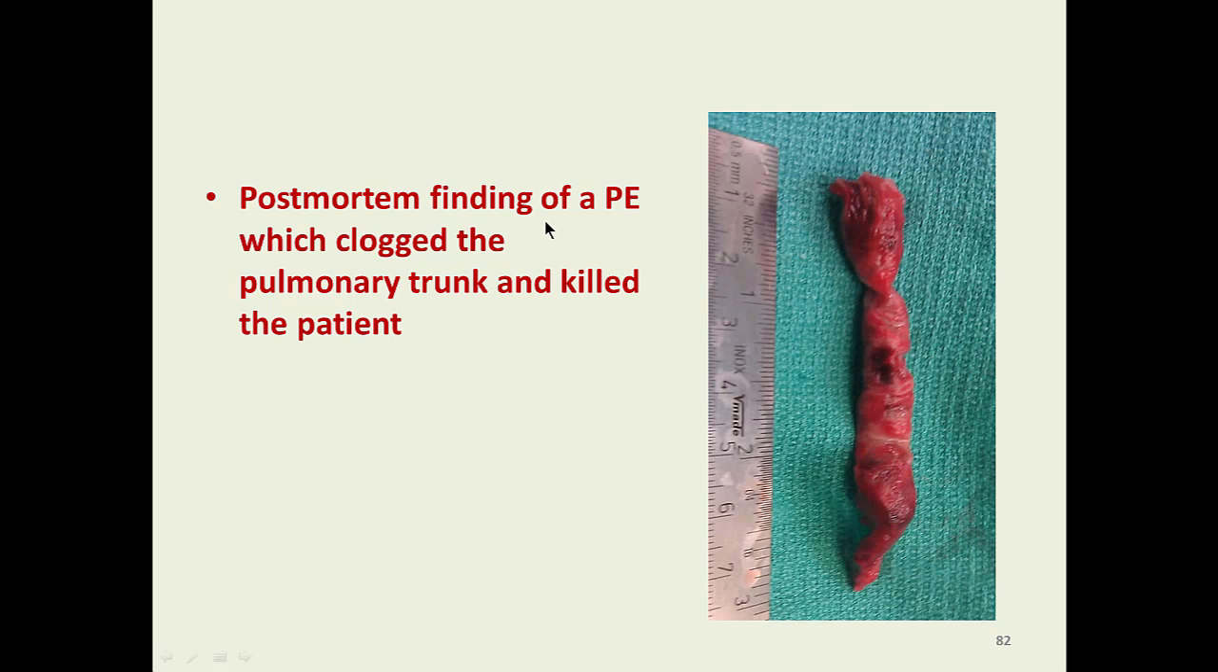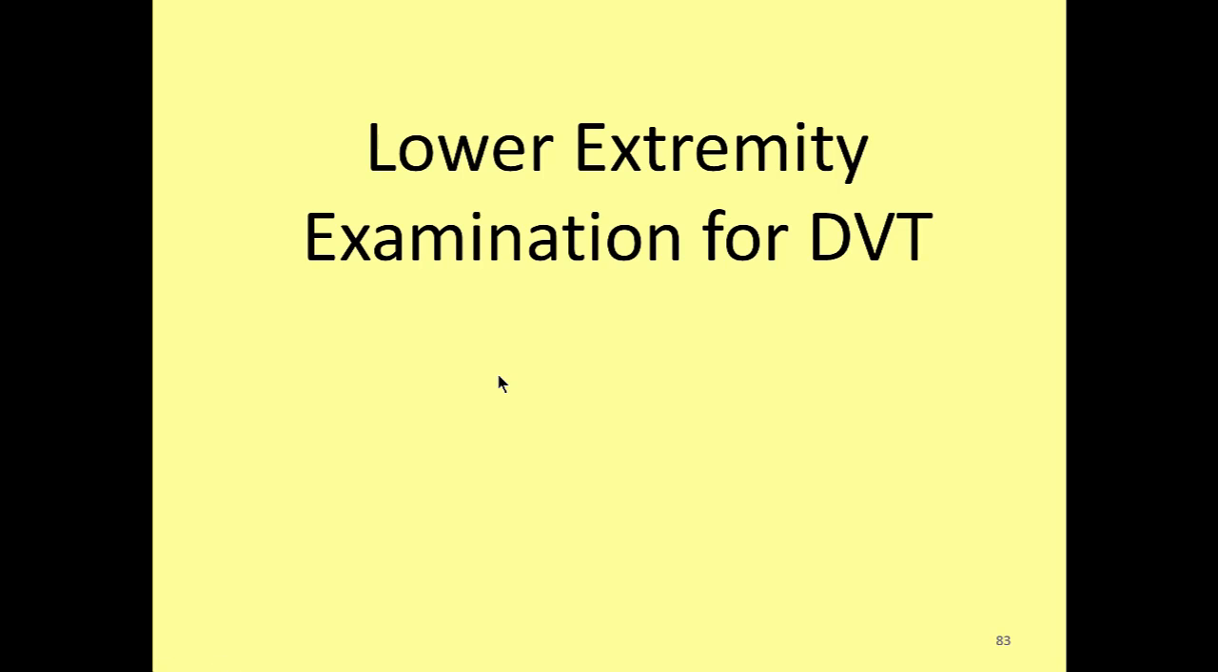So here's a true post-mortem finding of a pulmonary embolism that was pulled out of the pulmonary arteries and the pulmonary trunk. Saddle embolism, and it had killed this patient. Look at how long it is, some 7 inches long. So pretty scary stuff, and you've got to catch this stuff early.